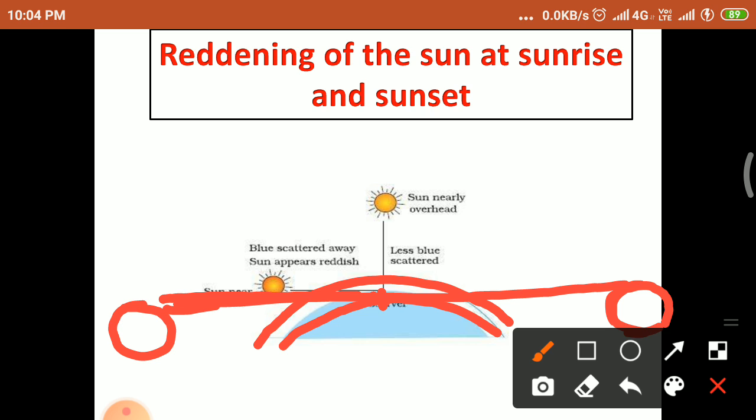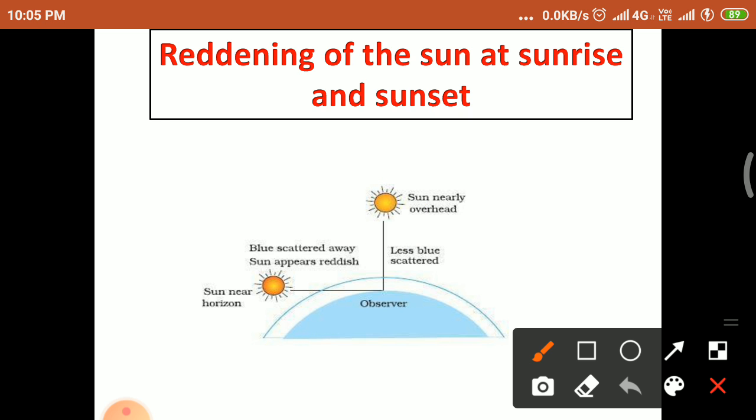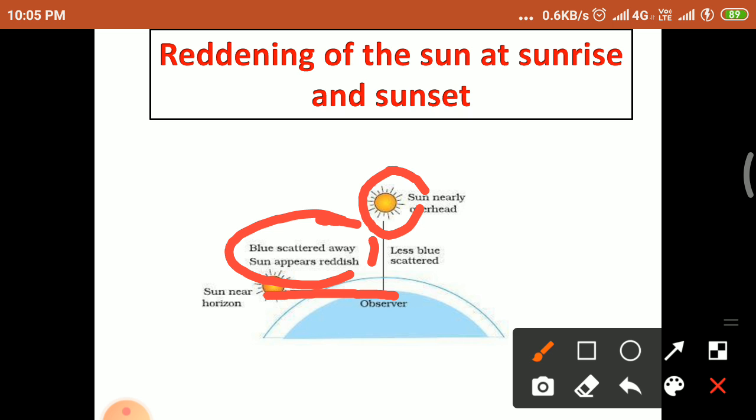So near the horizon, the sunlight has to travel a longer distance compared to when the sun is at noon. Here they have written blue scattered away, sun appears reddish. This is very important. When the sun is near the horizon, it has to travel a longer distance, so the blue is scattered away and the sun appears reddish. And when the sun is overhead, it has to travel a smaller distance. So here less blue is scattered, so the sun appears white at noon.